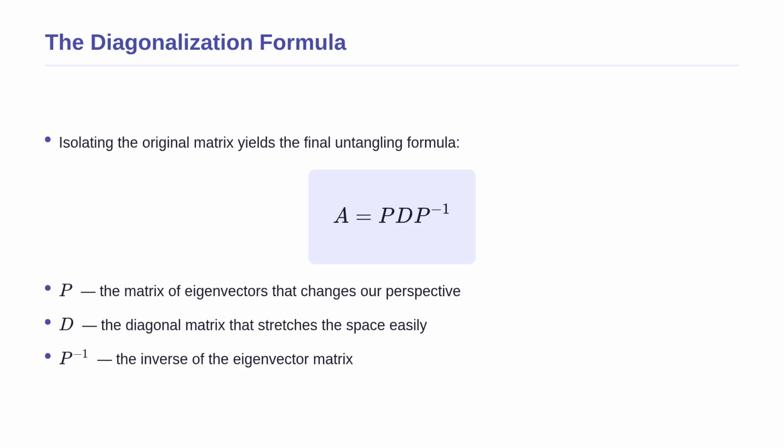Our ultimate goal is to isolate the original matrix A to see exactly how it is built from simpler parts. By multiplying both sides of our previous equation by the inverse of P, we get the most important formula for diagonalizability: A = PDP⁻¹. This formula tells us that any complicated matrix can be broken down into three simple steps. First, P inverse changes our perspective. Then D stretches the space easily. Finally, P changes the perspective back. If a matrix can be written in this exact form, it is officially diagonalizable.